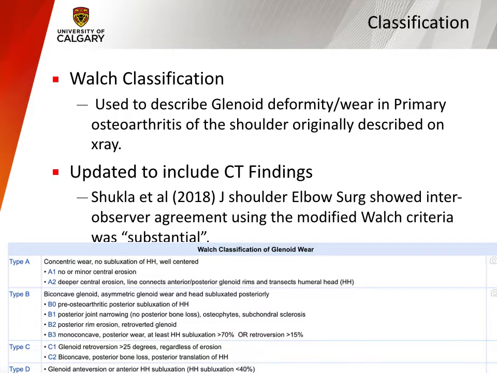So there's the classification system at the bottom there. There are four types, type A through D. A is concentric wear with no subluxation, and there are two parts to that. Type B is a biconcave glenoid with asymmetric glenoid wear. Type C, you're getting into retroversion as well as bone loss. And type D is anteversion. You can read that classification system there.